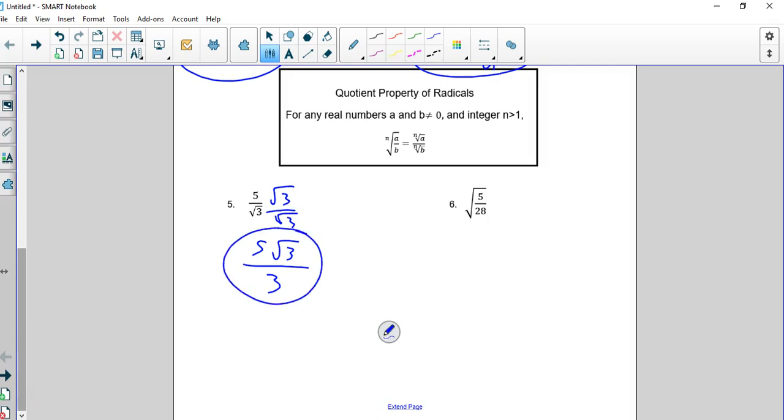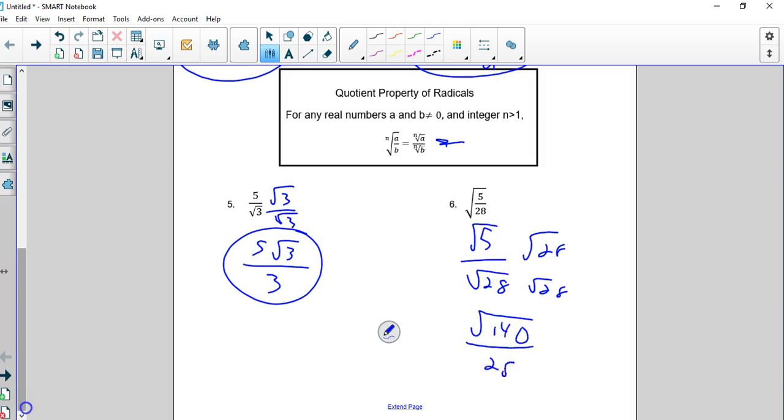That's our answer. Now this one is radical 5 over radical 28. Remember, we can bust that up. That's what we did right here. Okay? Now, we could multiply by radical 28. And what we're going to get on the top is 5 times 28, radical of course. 5 times 8 is 40, carry the 4. That gives you 140 over 28.